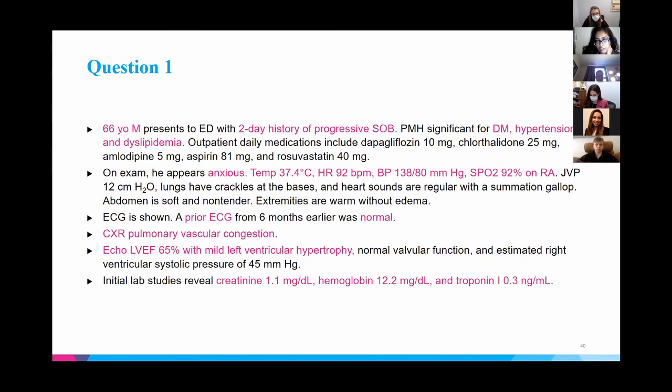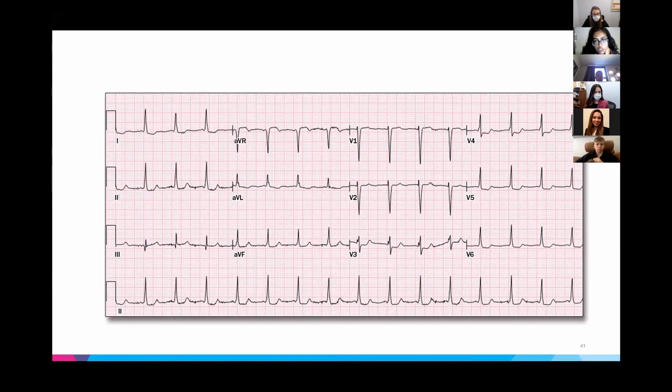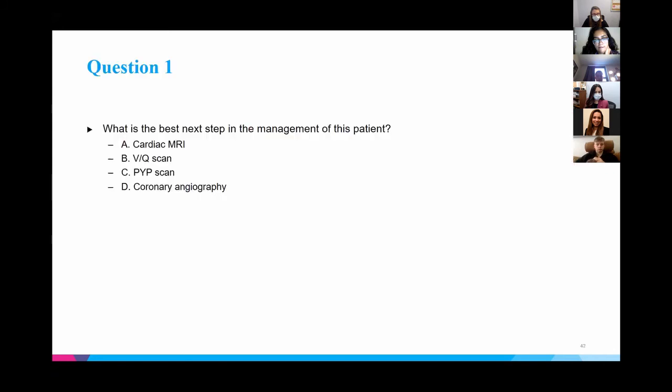His old EKG from 6 months earlier is normal. He has a chest x-ray which shows pulmonary vascular congestion. He has an echo which shows an EF of 65%, mild LVH, normal valves. He has a creatinine of 1.1, a hemoglobin of 12.2, and a troponin of 0.3. This is his EKG. What's the next best step in managing this patient?